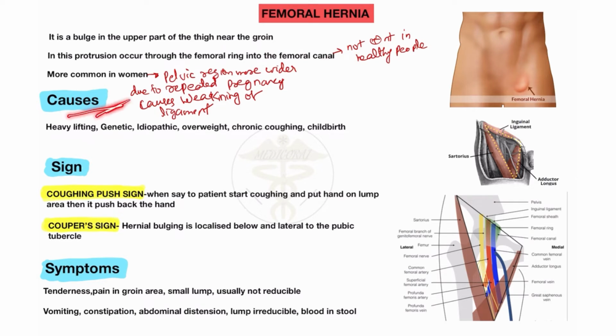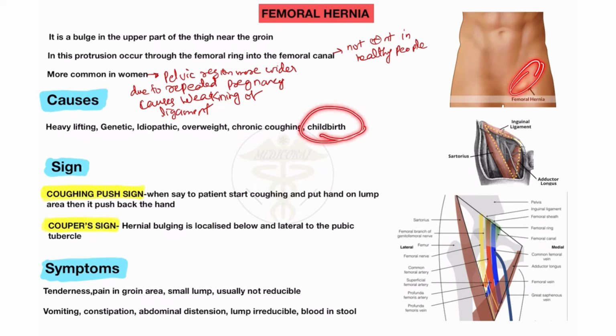What are the causes of the formation of femoral hernia? Causes include heavy weight lifting, genetic causes, and also idiopathic. Some causes are unknown, then it may be idiopathic. Overweight: when a person is overweight, it causes pressure in the femoral triangle or femoral region, which causes the femoral hernia. Also chronic coughing: when a patient has chronic coughing or a chronic cough disease, it causes the femoral hernia due to pressure in this region.